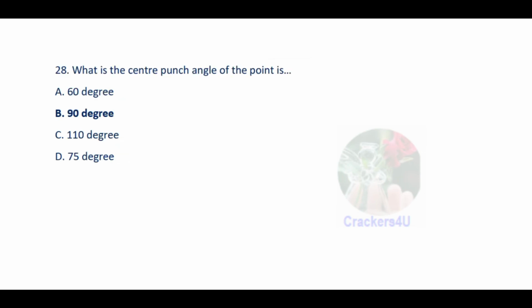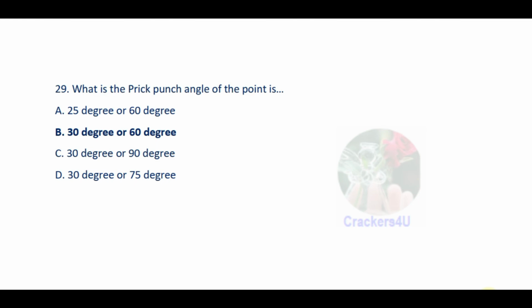What is the center punch angle of the point? Answer option B, 90 degree. The center punch angle of the point is 90 degree.